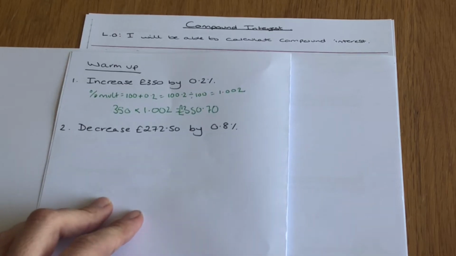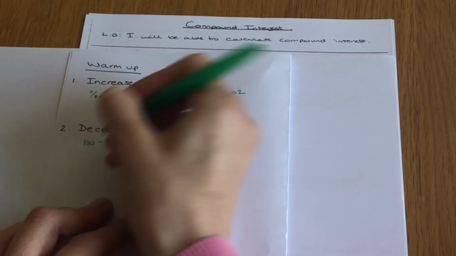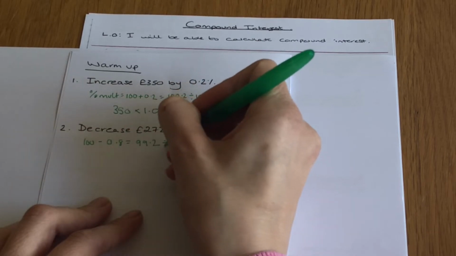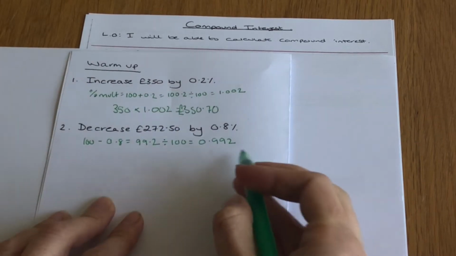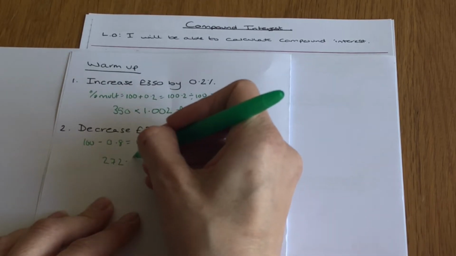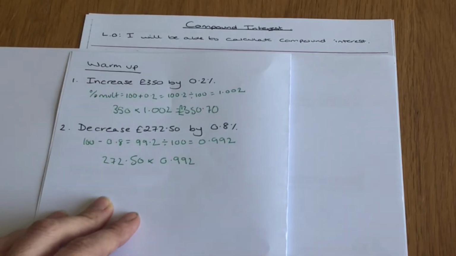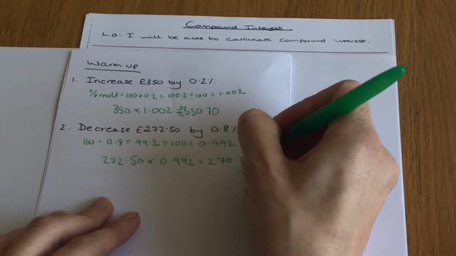Question number 2, decrease. So we need to start with our 100%. So 100 minus 0.8 gives me 99.2. Make it a decimal by dividing by 100, gives me 0.992. So to decrease in one go, I'm going to times £272.50 by 0.992. So 272.50 times 0.992 gives me £270.32.